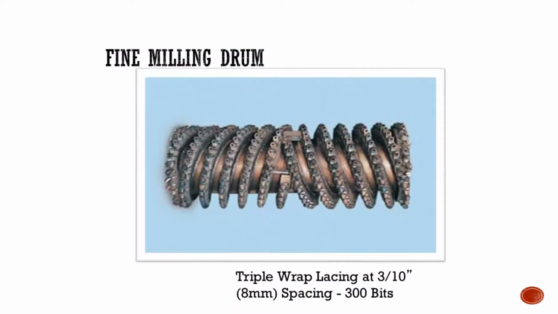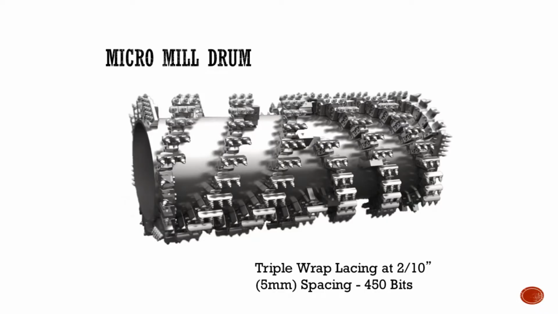Here's an image of a fine mill drum at 3/10 of an inch spacing, also triple wrap, so 3 coils, and it has about twice as many bits as a standard mill drum. Something like this, you'd want to only use in cutting depths of maybe just a few inches, no more than 4 inches.